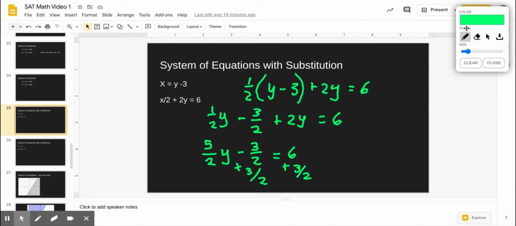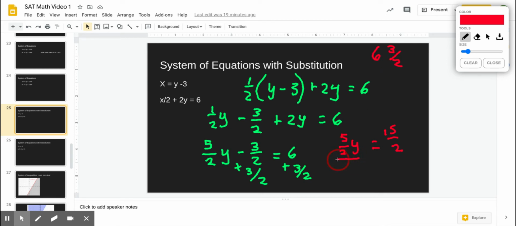So let's just change the color again so we don't go back to red for a while. So now we have 5 over 2 y. 5 over 2 y is going to equal 6 and 3 over 2, which is 15 over 2, right? It's just 15 over 2. So we'll put 15 over 2 here. And see how we got that. Remember, 6 and 3 over 2. 2 times 6 is 12, and 12 plus 3 is 15.